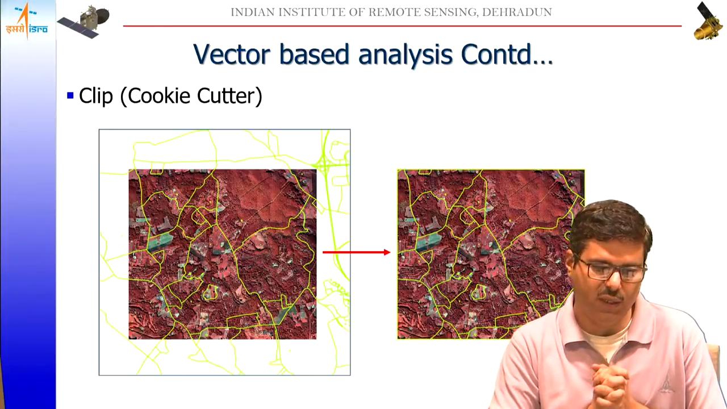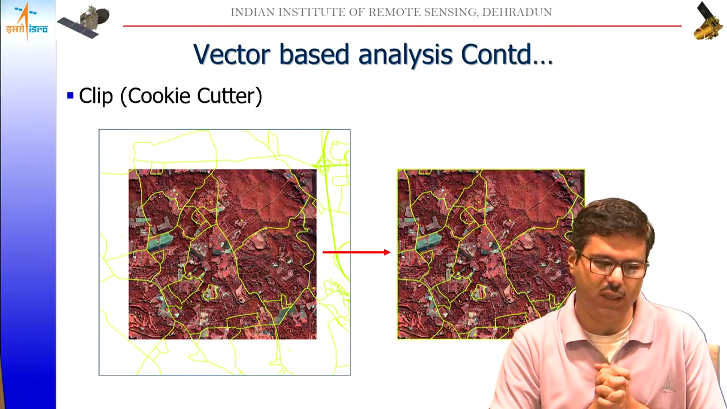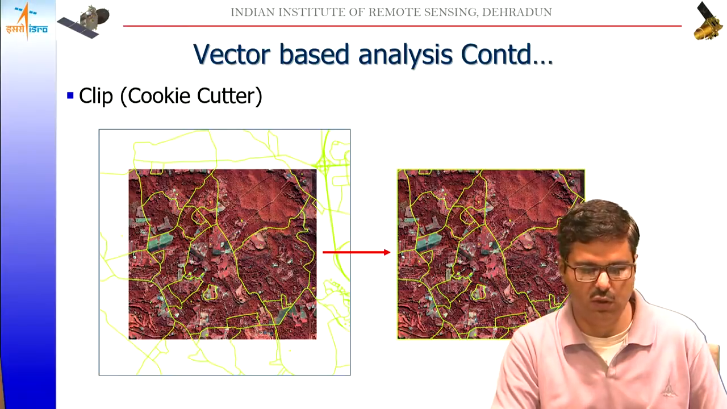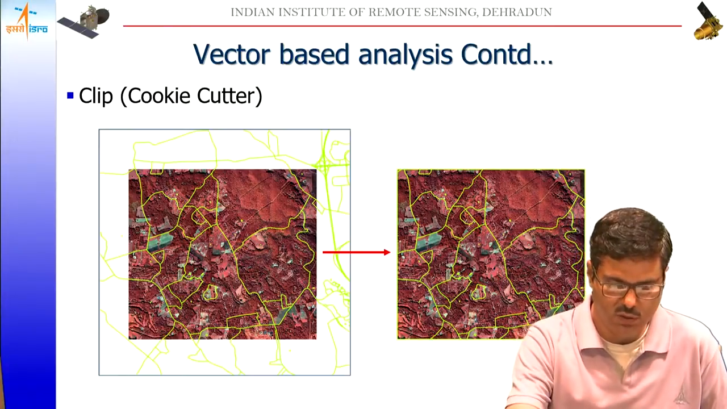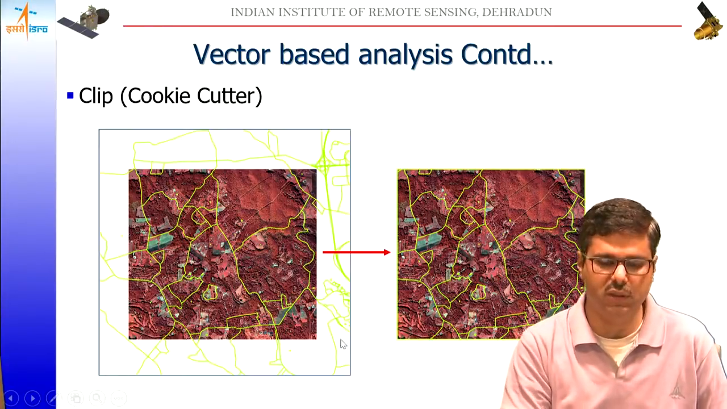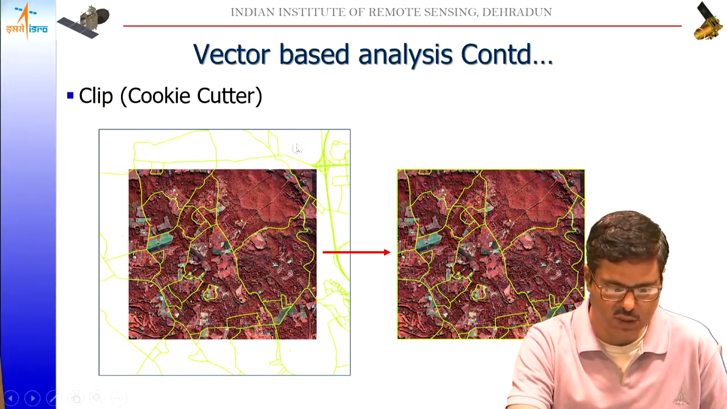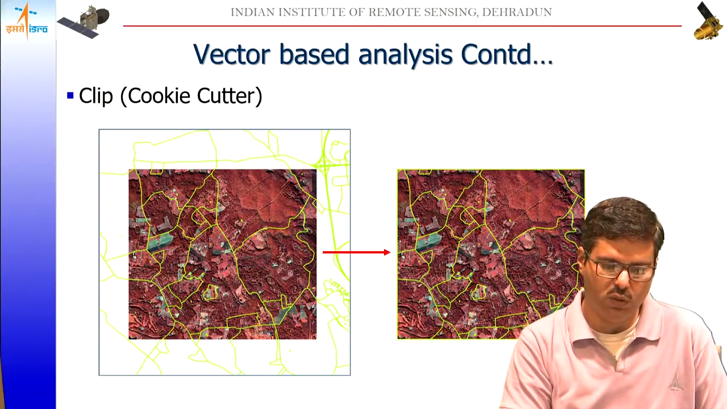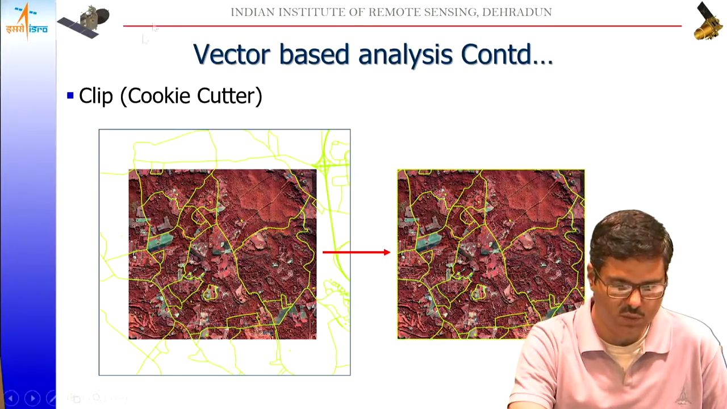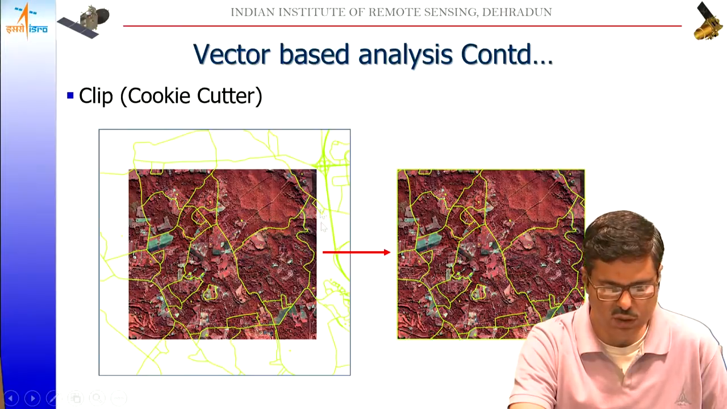So another widely used operation is called a clip, or we also call it a cookie cutter operator. Now to understand this, let's take an example. Suppose I have the road network, this green line represents the road network, and then this is some study region that I have got. But what I want is, out of the whole road network, I am only looking for the road network that is within or confined to this bounding box of my study region.